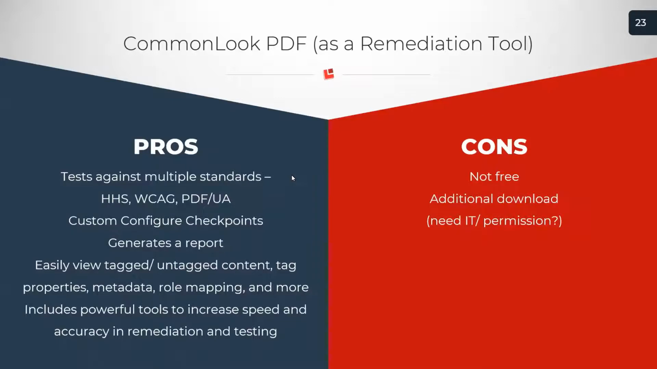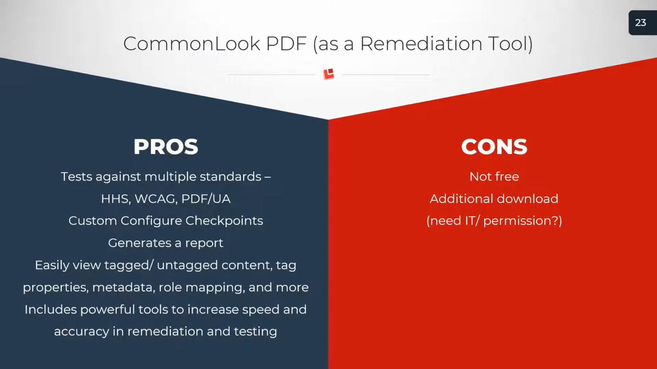So CommonLook has our tool called CommonLook PDF that's in its 5th generation and has been around for well over 10 years. It's a much more advanced tool that's actually a plug-in to Adobe Acrobat. So you could open up a PDF that's untagged, tag it in Adobe Acrobat, and then in CommonLook PDF, you would do the remediation. It's really designed to create documents that meet the particular standards that your organization is required to meet: Section 508, HHS, WCAG, both 2.0 and 2.1, PDF/UA.